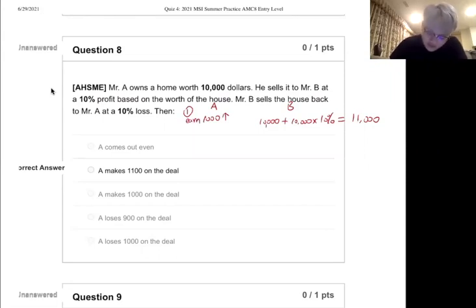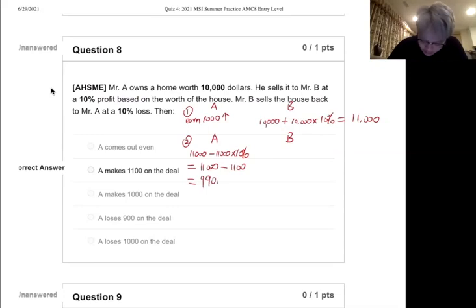And for the second transaction, A paid for the house back, but B has a 10% loss. So how much did A pay? A actually paid $11,000 minus the loss, which is $11,000 times 10%, which gives us 11,000 minus 1,100, and that will be 9,900.